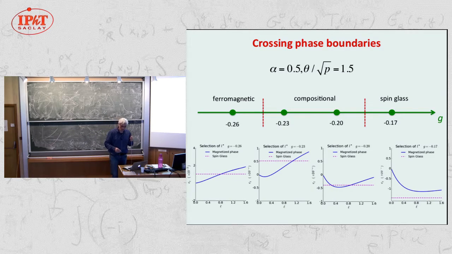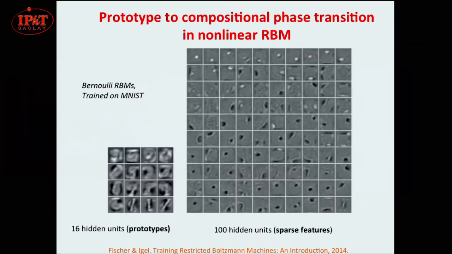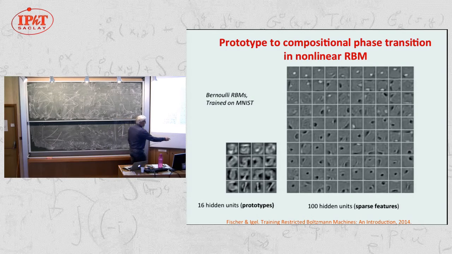Okay? And in fact, this kind of phase transition was empirically known in the machine learning community. This is extracted from a paper four years ago, by Fischer and Igel, which is a reference paper on practical training of RBMs. Again, that was on MNIST. They used Bernoulli hidden units rather than rectified linear units, so the hidden units take 0 or 1 values, but that doesn't change much for what I'm going to say.